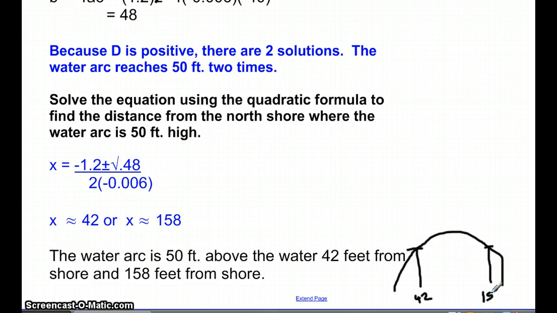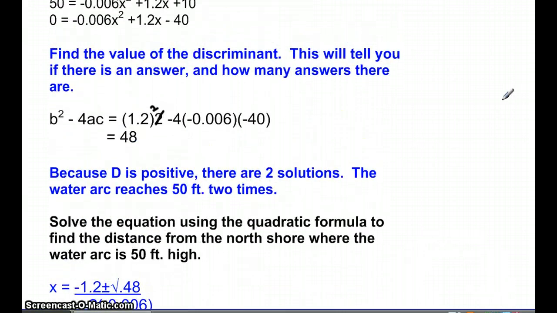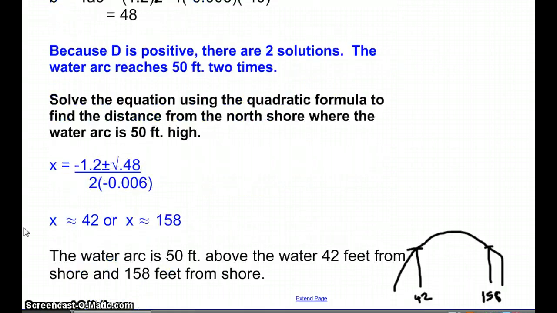Okay? Remember, parabolas are mirror images on each side. So this is the same shape on both sides, and it's going to reach the same height at the same time, right? Equidistant. And of course, we have the axis of symmetry dropping through the middle, so you could graph that if you need to.